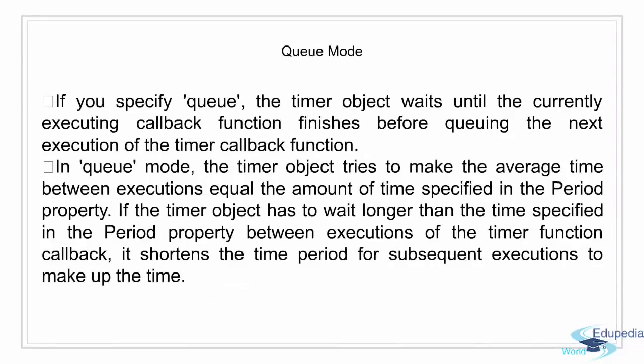The third mode in the busy mode property is the queue mode. If you specify queue, the timer object waits until the currently executing callback function finishes before queuing the next execution of the timer callback function. In queue mode, the timer object tries to make the average time between executions equal the amount of time specified in the period property. If the timer object has to wait longer than the time specified in the period property between executions of the timer callback, it shortens the time period for subsequent executions to make up for the time.